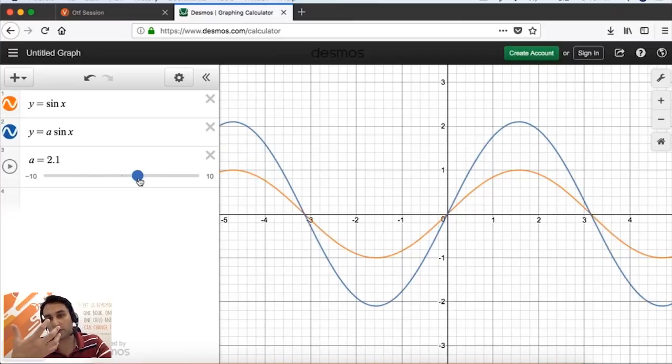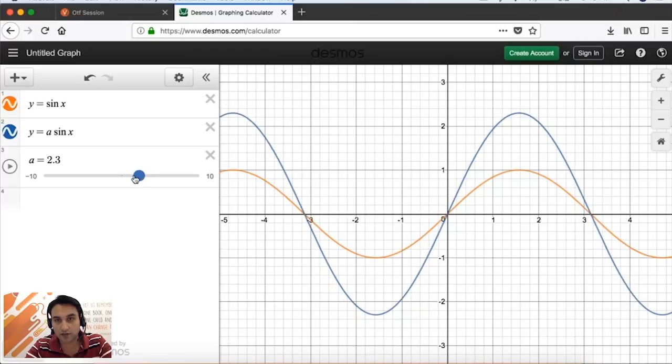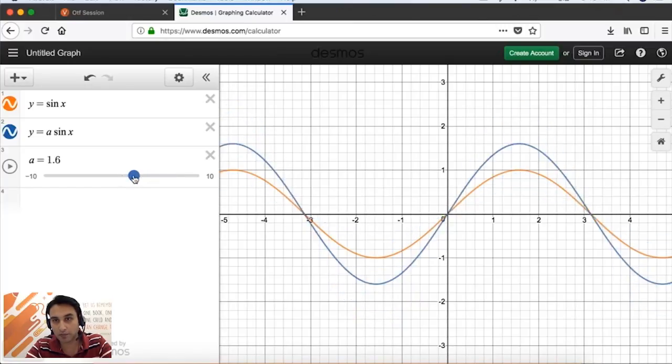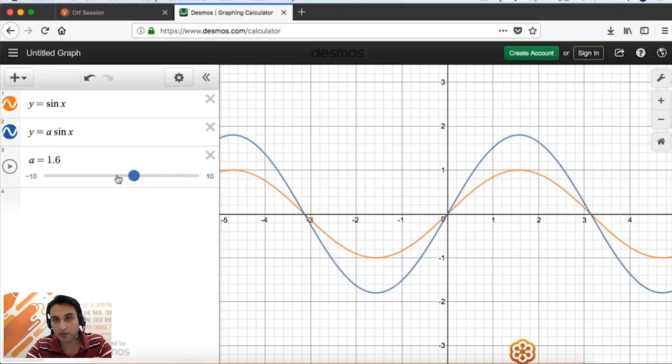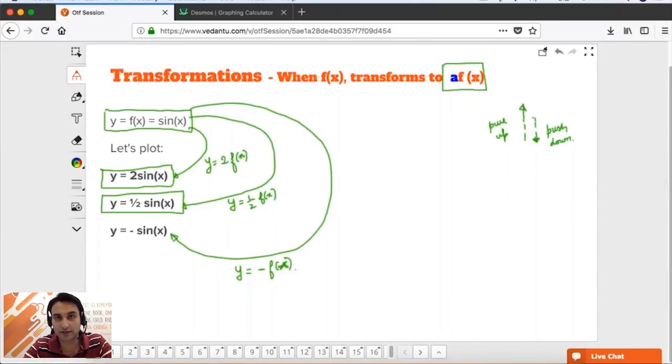If it is a sound wave, then you are turning the volume up. If a is more than 1, you are turning the volume up. If a is less than 1, you are turning the volume down. Volume down, volume up. Amplitude is changing, not the frequency. Got it? So this is the visualization in the world of physics.